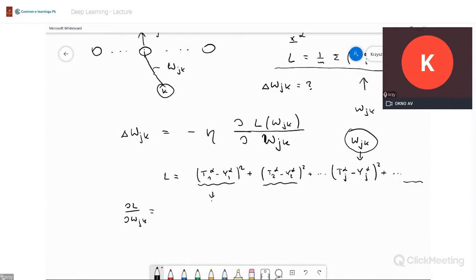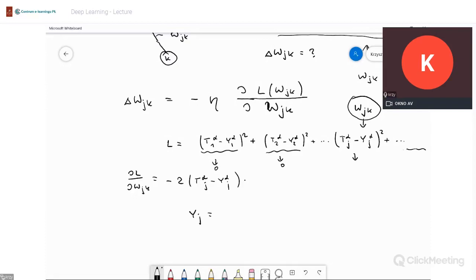So this will be 0, this will be 0, and the only non-zero is here. So what will be the value of this derivative? It will be 2 times (t_j minus y_j), and minus, I will just move it to the beginning, times, again, the derivative of y_j.